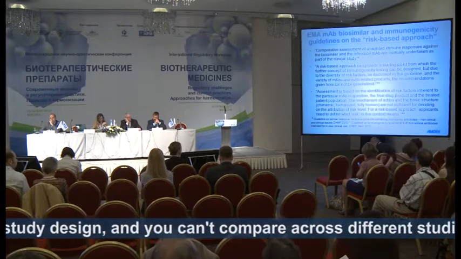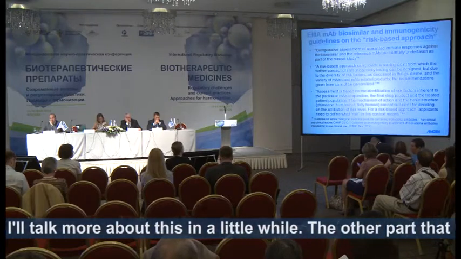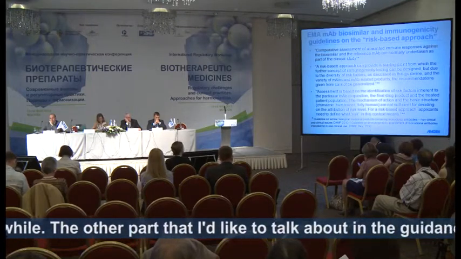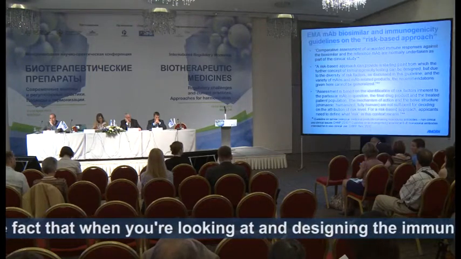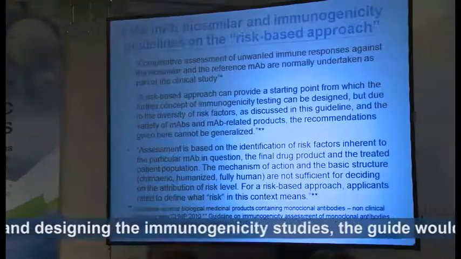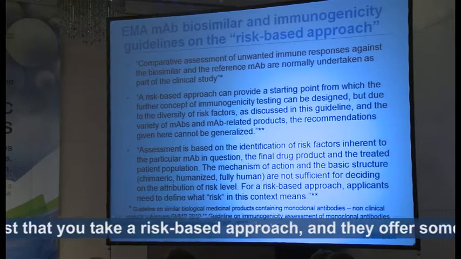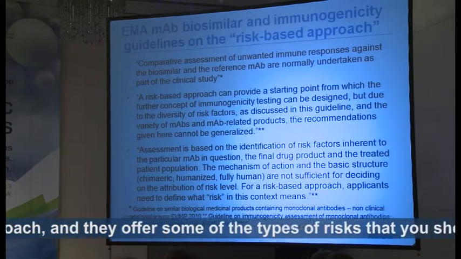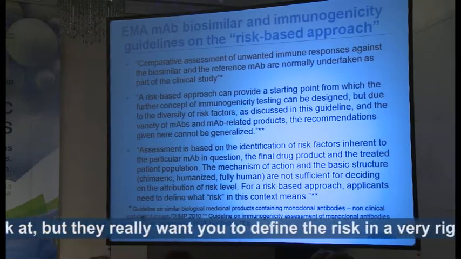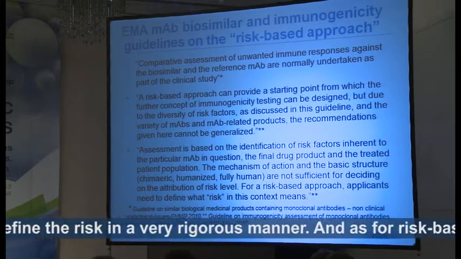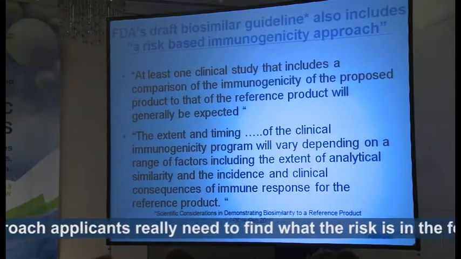The other part that I'd like to talk about in the guidance is the fact that when you're designing the immunogenicity studies, the guidance suggests that you take a risk-based approach, and they offer some of the different types of risks that you should look at, but they really want you to define the risk in a very rigorous manner. As for a risk-based approach, applicants really need to define what the risk is in a formal risk assessment.